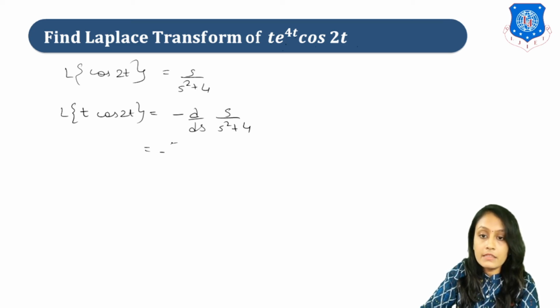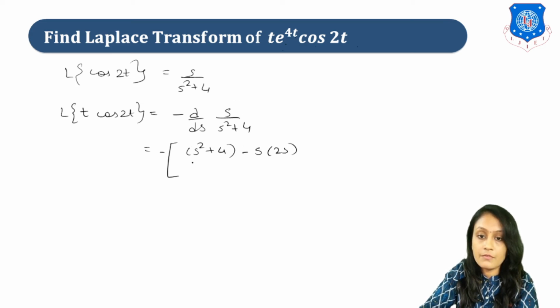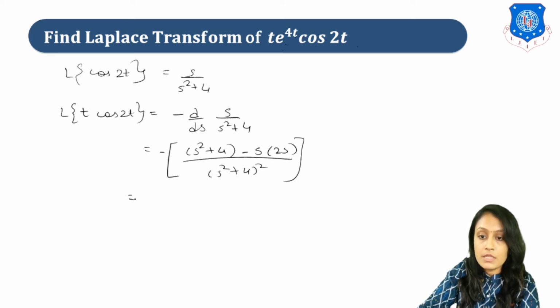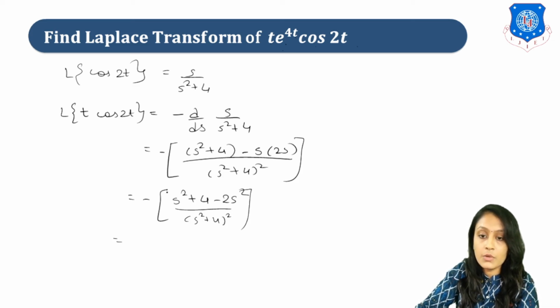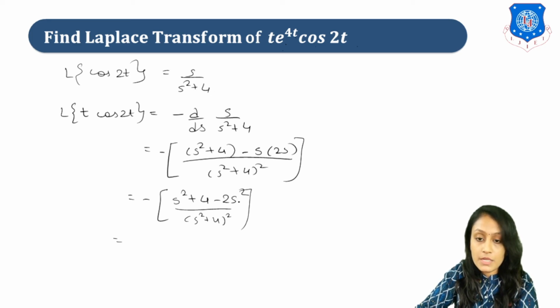Apply the division formula. Denominator as it is, derivative of numerator is 1, minus numerator as it is, derivative of denominator, upon denominator square. On simplification we will get s square plus 4 minus 2s square upon s square plus 4 whole square. Simplify this. Apply the minus sign inside. So what you will get here: s square minus 2s square, that is minus s square. Applying the negative sign, here we have s square minus 4 upon s square plus 4 whole square.